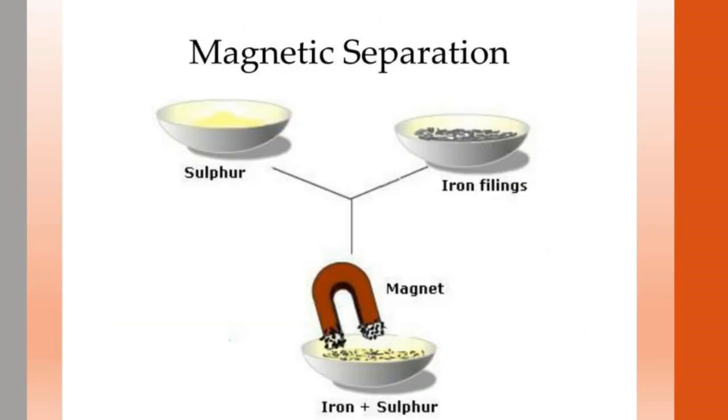Magnetic separation. In a mixture containing iron, the magnetic property of iron can be used to separate it from non-magnetic substances by using a magnet. Substances that are attracted to a magnet are called magnetic. Separating solids using a magnet is called magnetic separation.